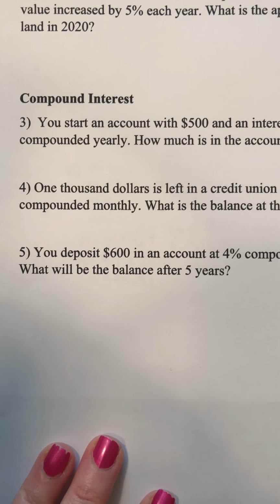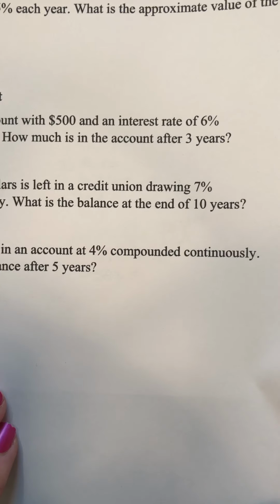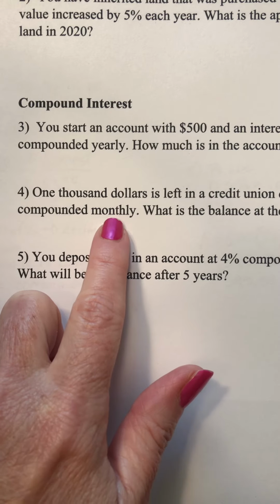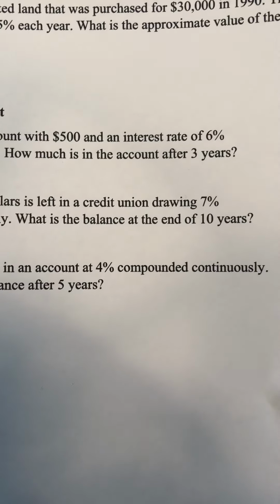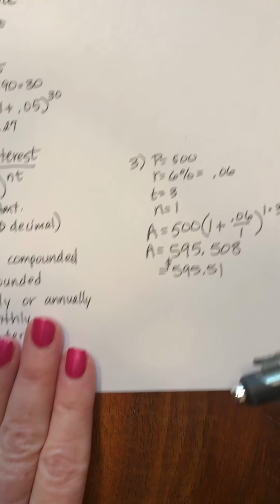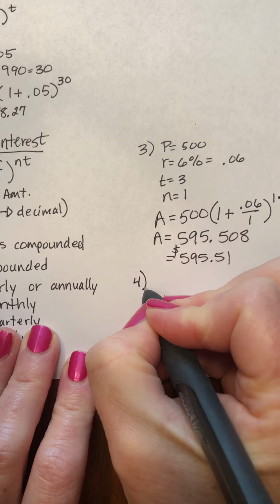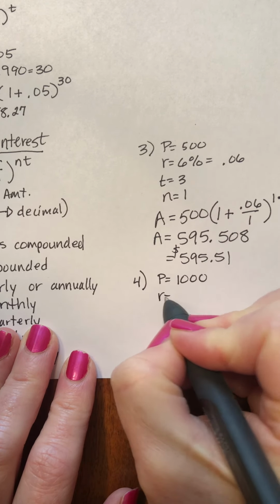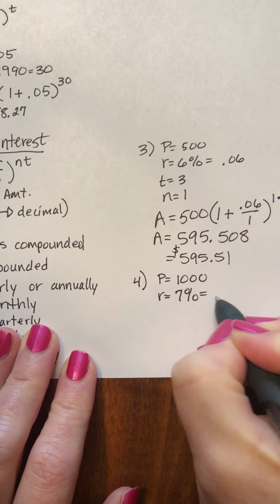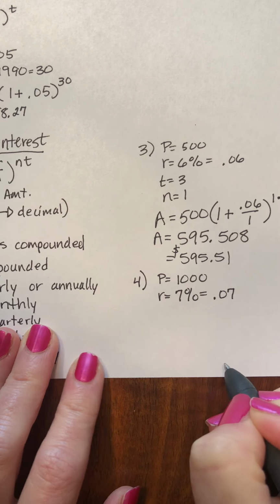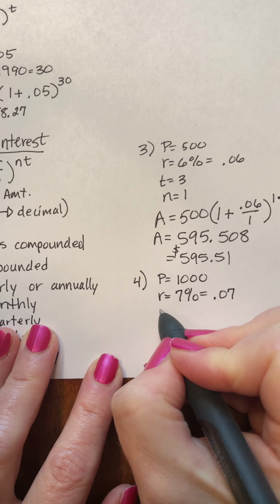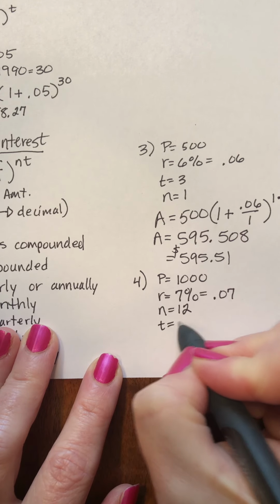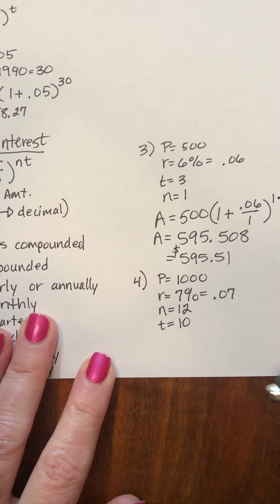If we look at example 4, $1,000 is left in a credit union drawing 7% compounded monthly. So this time your N is going to be 12. What is the balance at the end of 10 years? Okay, so number 4, we have $1,000, and so that's going to be P. The rate is 7%, so that's going to change to 0.07. This is compounded monthly, and so I'm going to put N equals 12, and it's wanting the balance after 10 years. So the value for T is going to be 10.